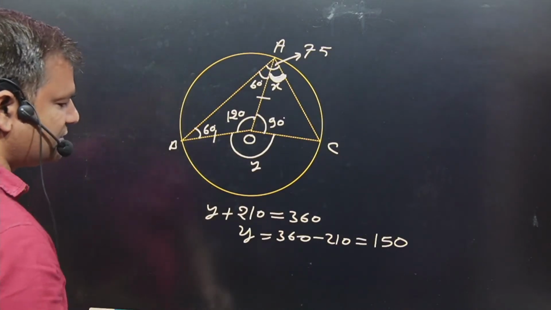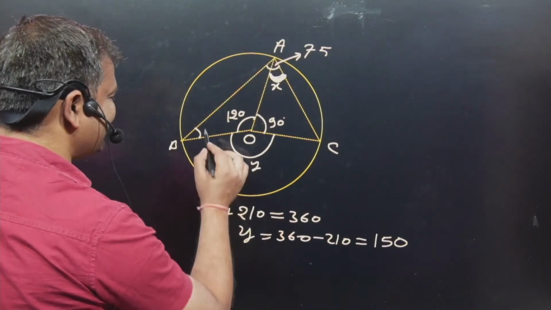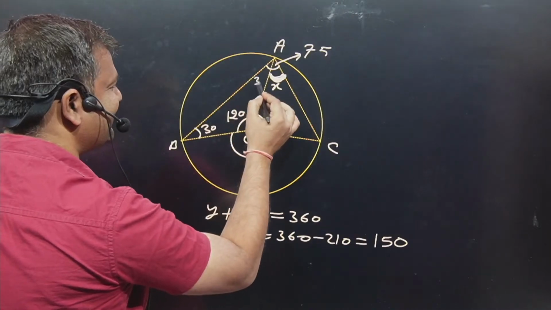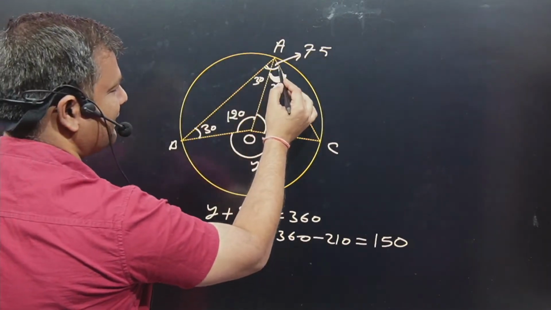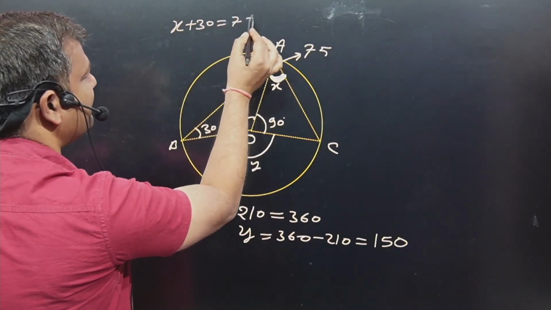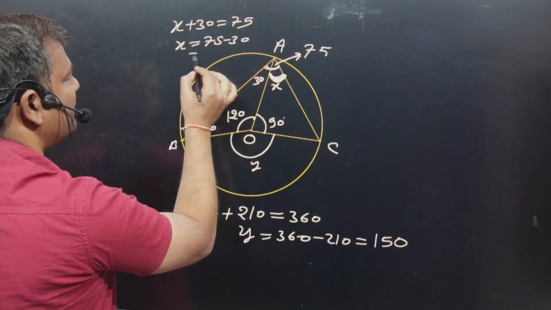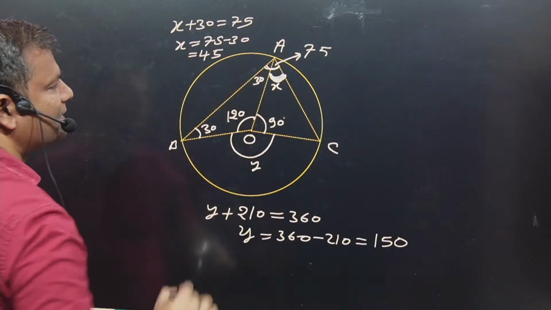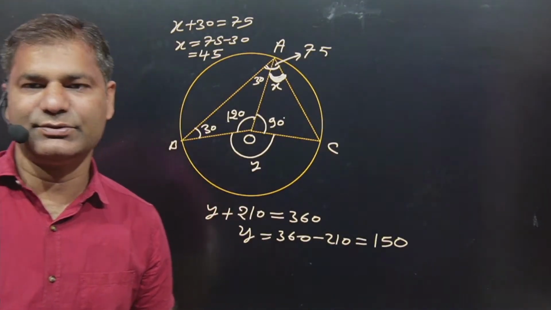Oh, silly mistakes. Not 60, 30, sorry. 30, 30, okay? So now x plus 30 is how much? 75. So x is 75 minus 30. So basically 45 degree. Clear? Otherwise, you can use another method also.